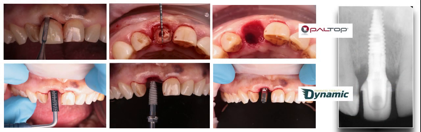We extract the tooth, we measure where the crestal bone is, and we place the implant 4 millimeters deeper from the zenith of the gingiva and more palatal. We place the implant, and we use an abutment to measure what the right position of the implant is.